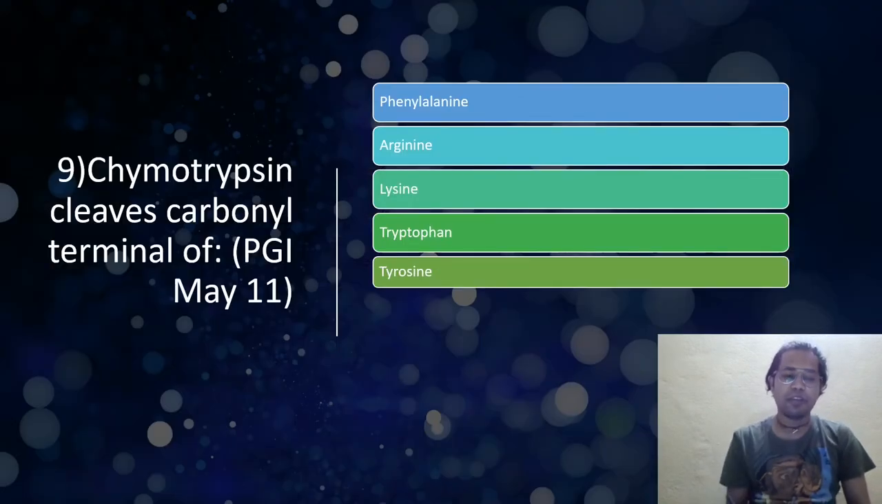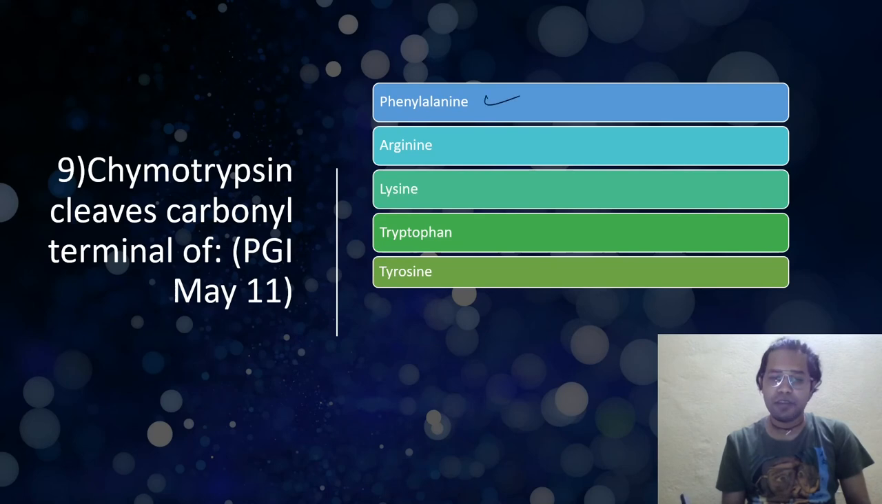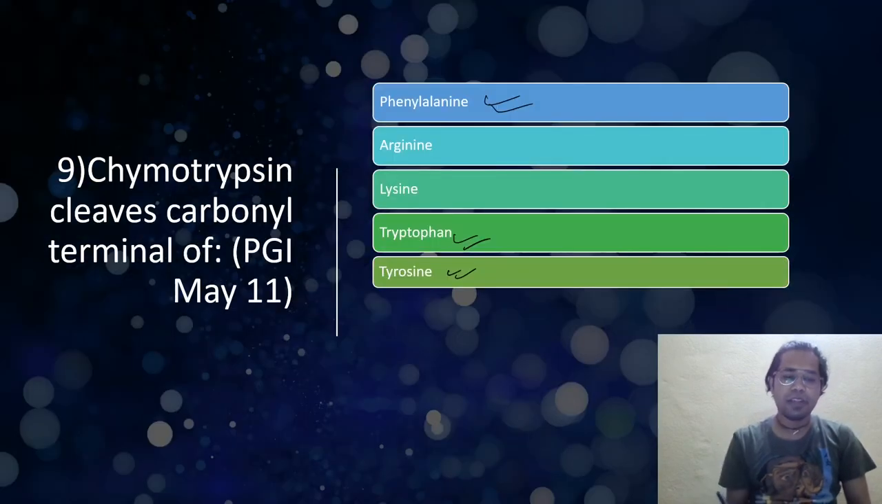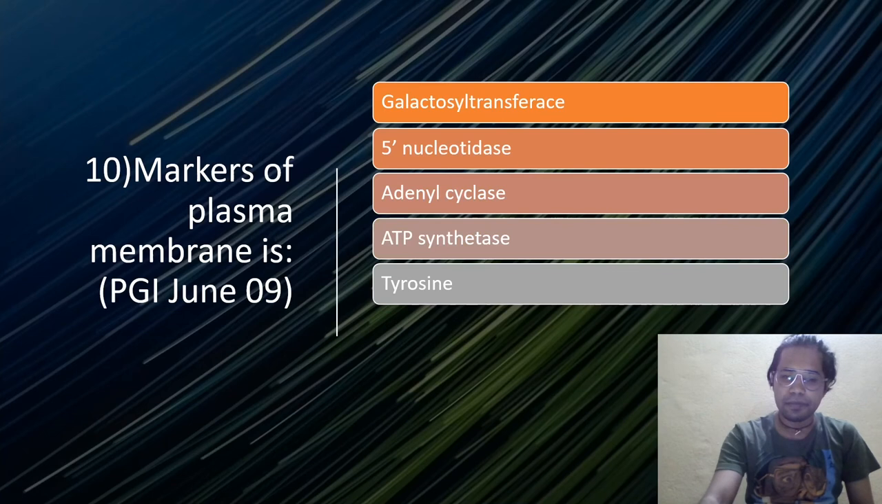So, chymotrypsinogen is a zymogen. Next question. Chymotrypsin cleaves carbonyl terminal of. यहाँ पे तीन आंसर है. Phenylalanine, tryptophan and tyrosine. Chymotrypsin, ये याद करना पड़ेगा आपको. Chymotrypsin cleaves carbonyl terminal of phenylalanine, tryptophan and tyrosine.